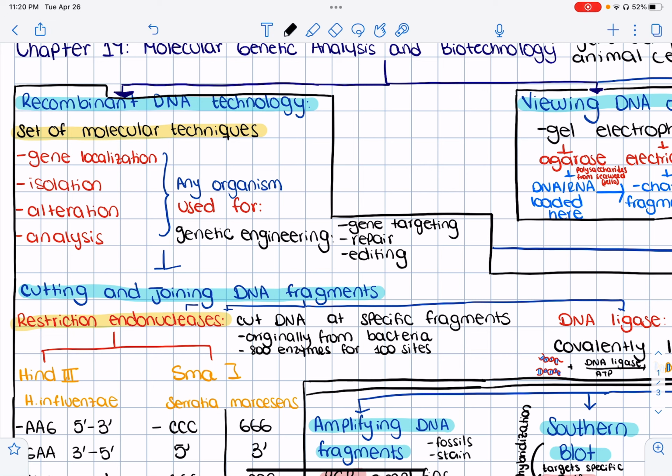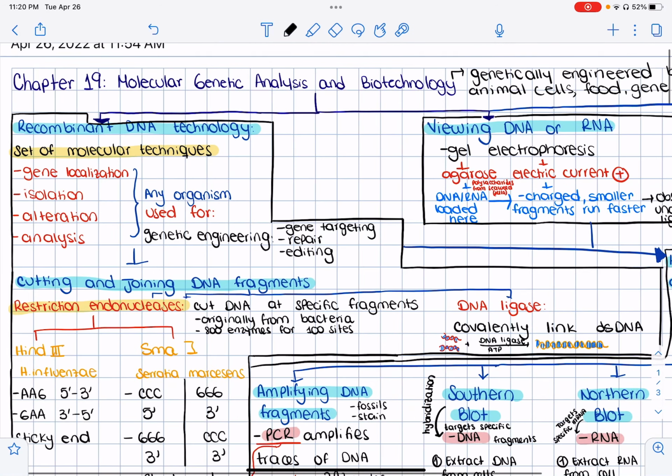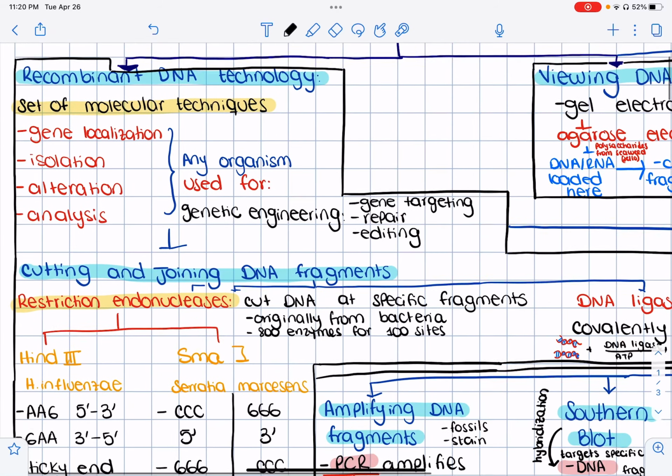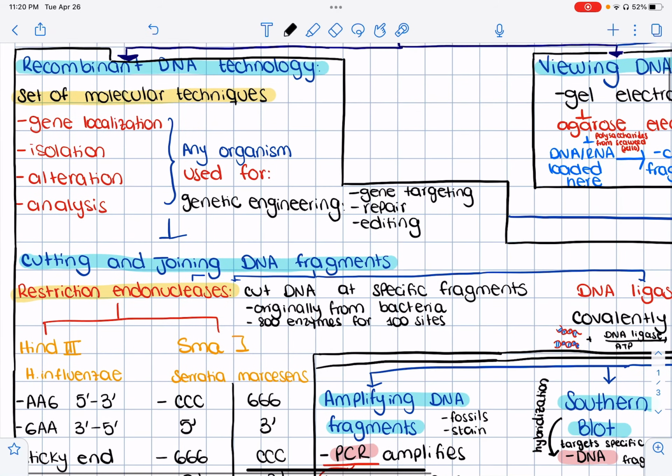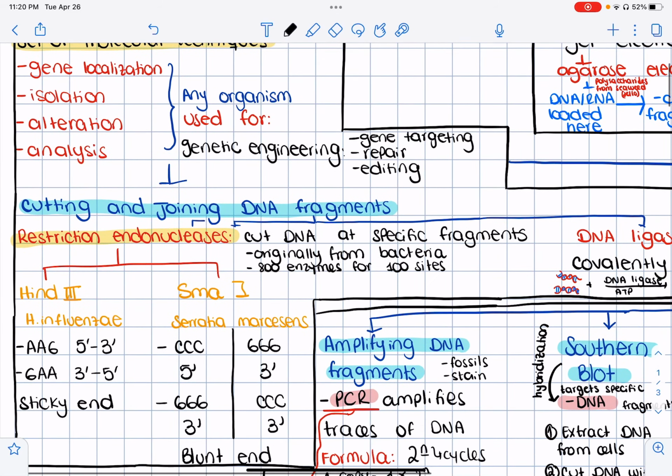These techniques can be used for any organism and are particularly useful in the area of genetic engineering for gene targeting, repair, and editing. In order to use recombinant DNA technology, we must first cut and join DNA fragments. In other words, manipulate the DNA fragments.